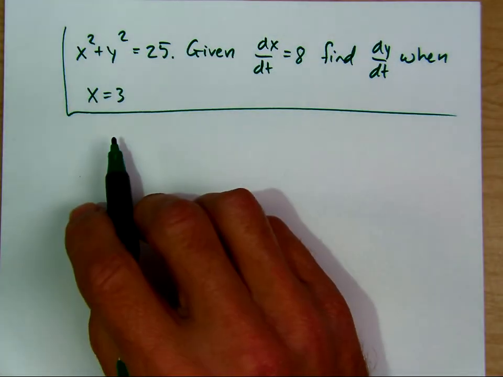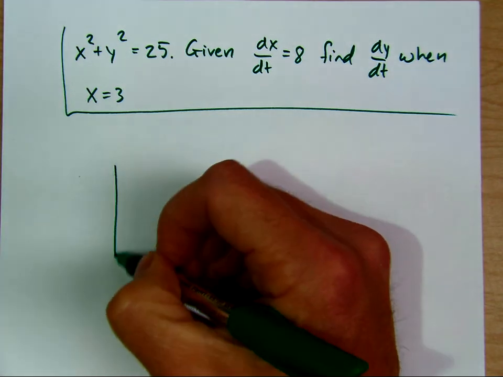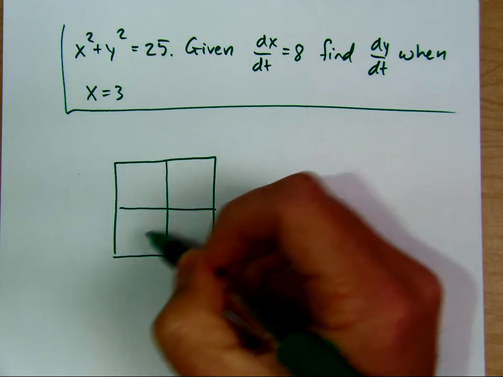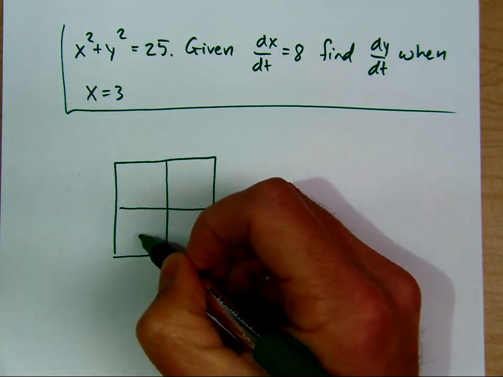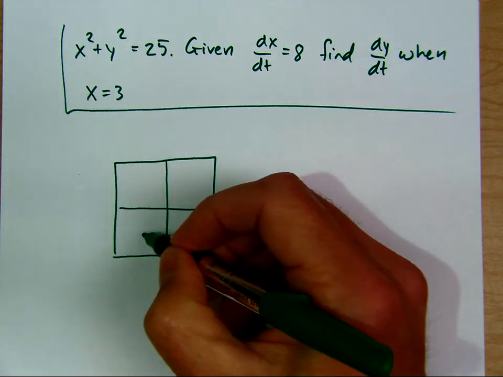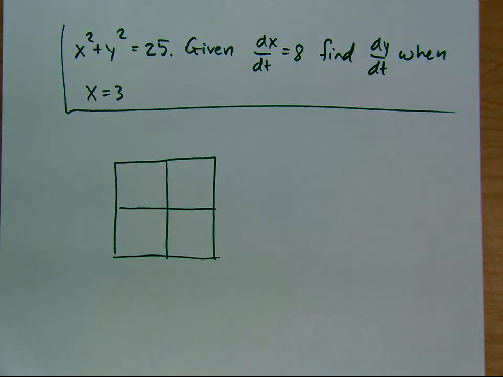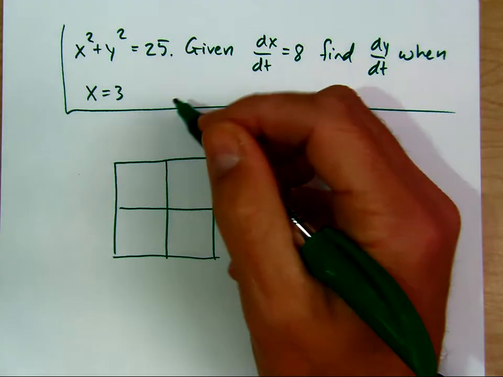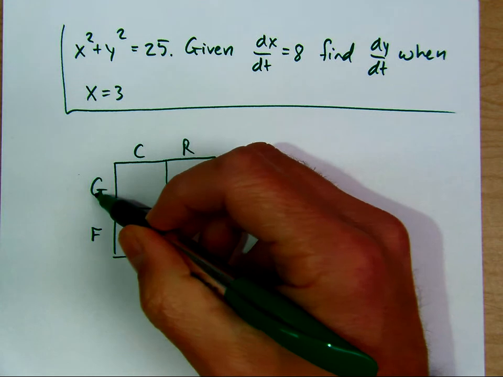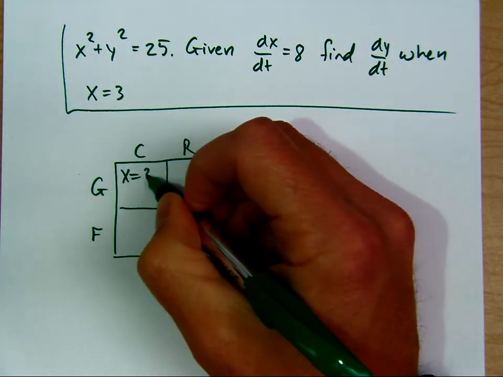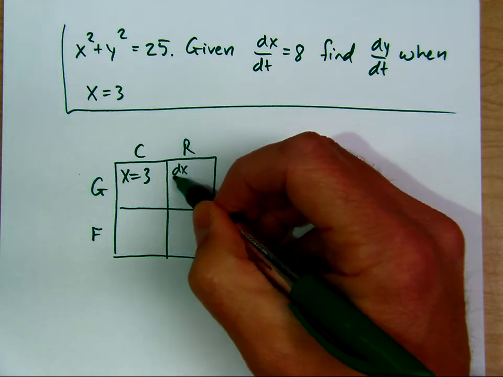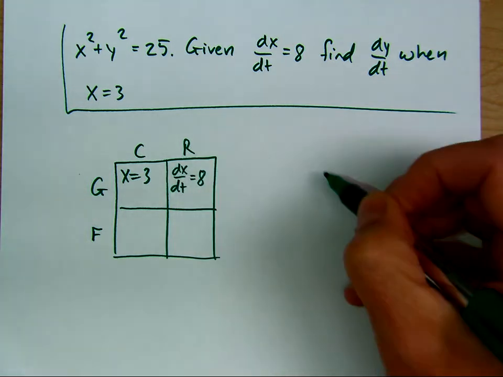This one you can do the same way, but there's something missing in the question that you have to find. You have to find a constant, and I'll just tell you that you're given x, you'll need to find y. So go ahead and pause the video and try this one. Constant, rate, given, find. The given constant is 3. The given rate is dx/dt. Find dy/dt.